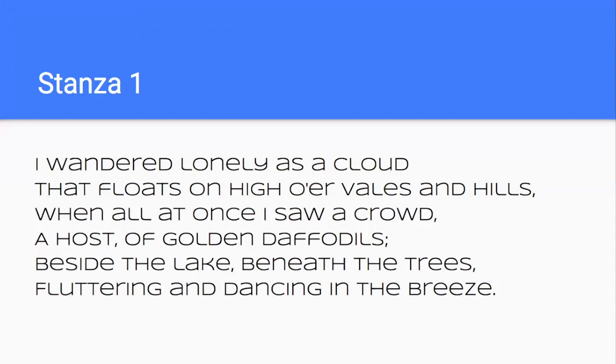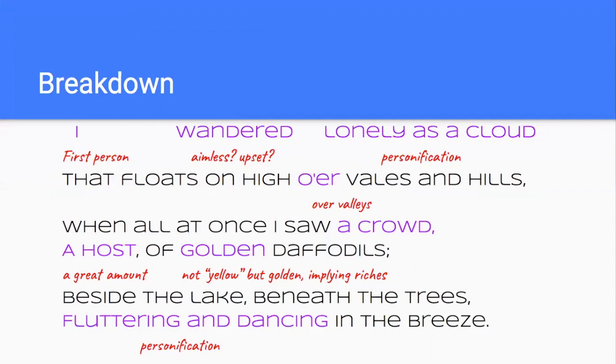The first stanza of the poem said, I wandered lonely as a cloud that floats on high o'er vales and hills, when all at once I saw a crowd, a host of golden daffodils, beside the lake, beneath the trees, fluttering and dancing in the breeze. So I broke it down this way. If we're annotating, I put in purple words that we're paying attention to, and the annotations are in red underneath it or on the sides of it.